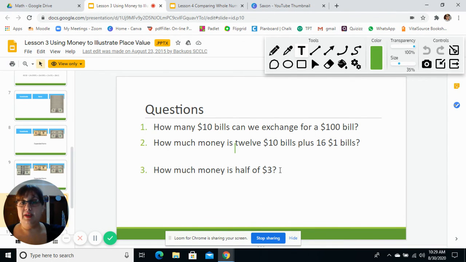Now remember, 3 is an odd number like we studied the other day. So you're not going to get a whole number. You're going to get a number with a fraction or a percent or a decimal. Okay, either way. But it will not be a whole number.